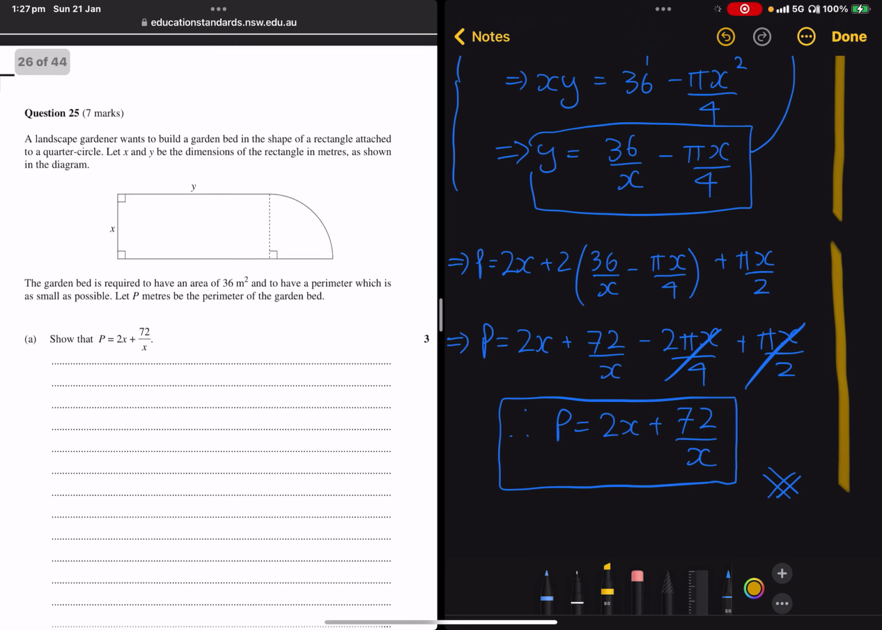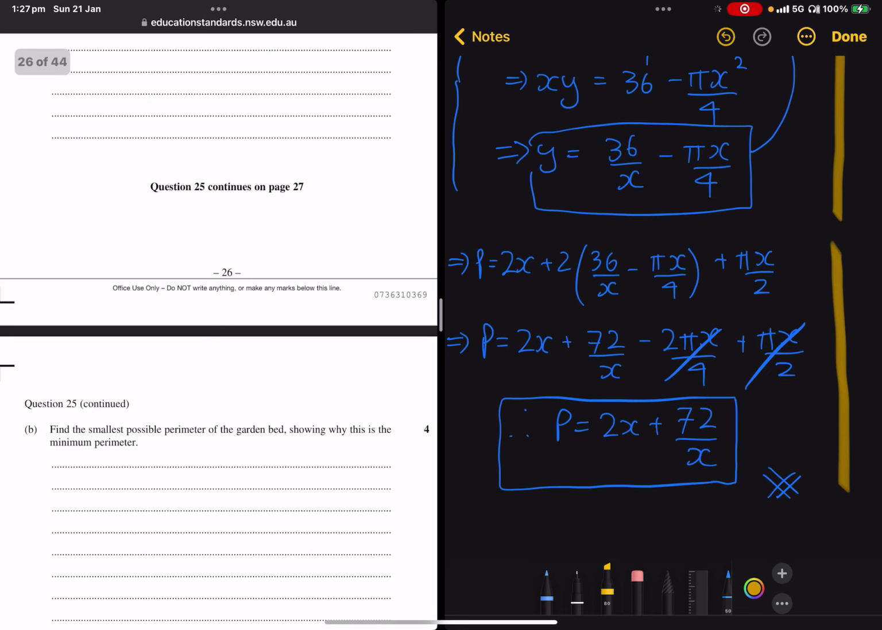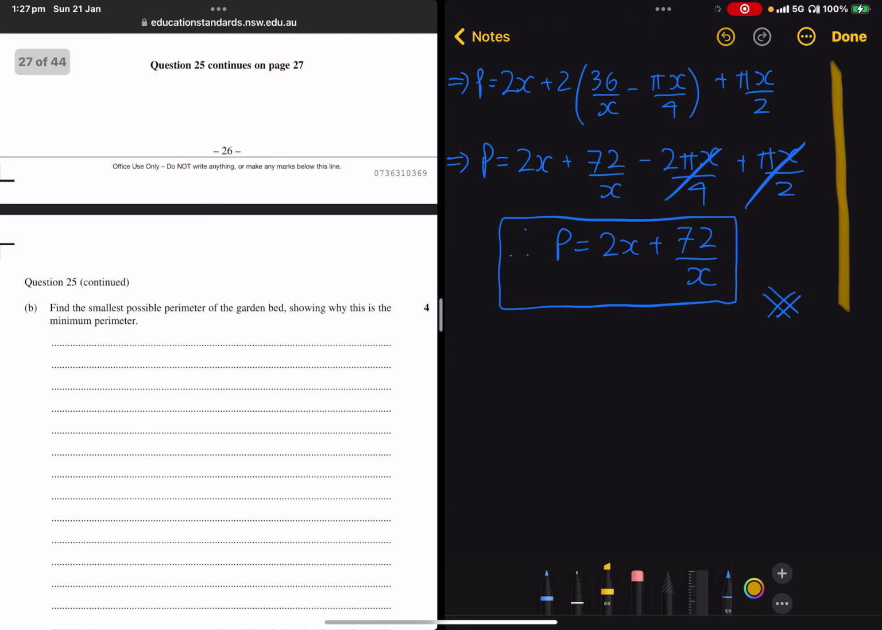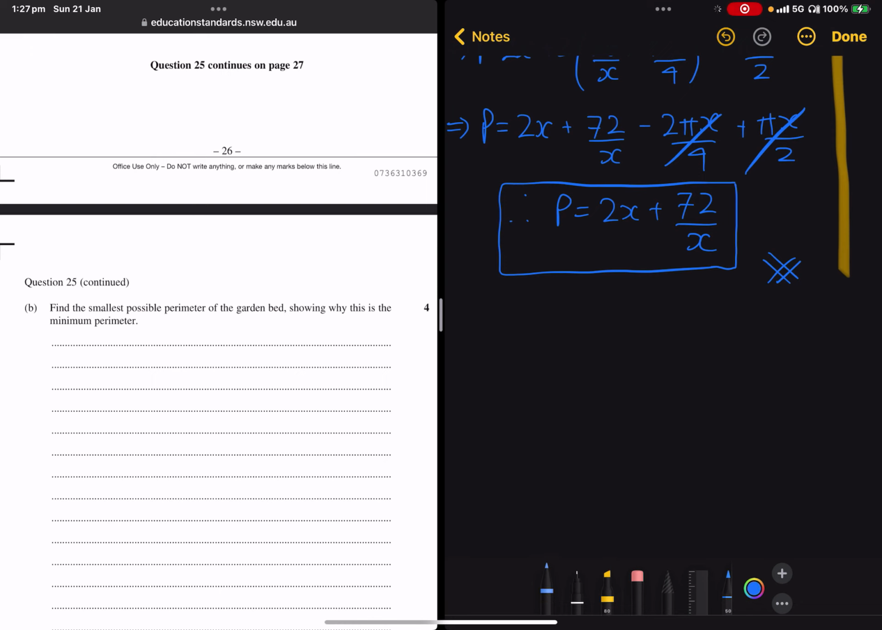Now this question has a second part. The second part, this question is worth a lot of marks. 7 marks is a lot of marks for a 2 mark. It's a very, very high mark question. This second part is a little bit complicated. So find the smallest possible perimeter of the garden bed, showing why this is the minimum perimeter.